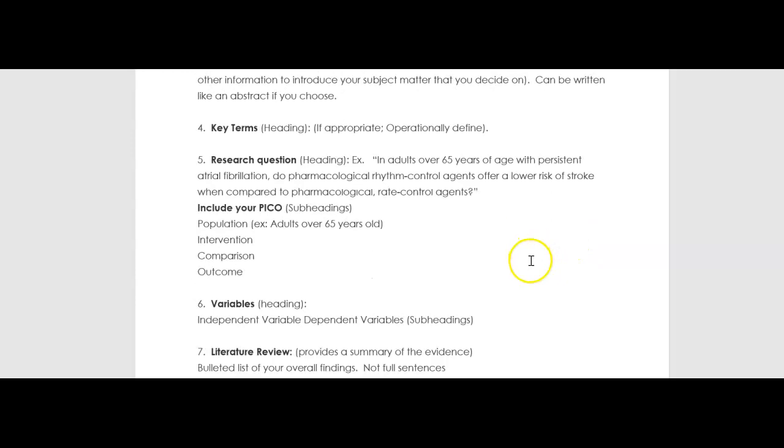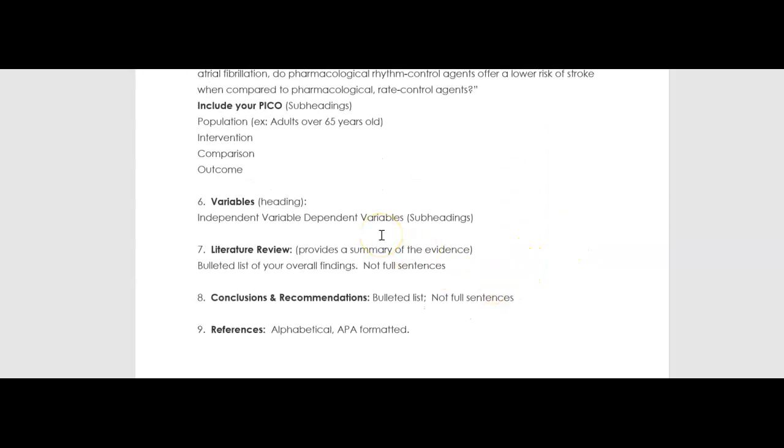Your variables, your independent and dependent variables, should be in a heading with subheadings here. A good bulk of this is going to be your literature. What did you find? What does the evidence show? And I don't want you using full sentences, use bullets. Everything should be clean and neat, with diagrams or pictures found within.